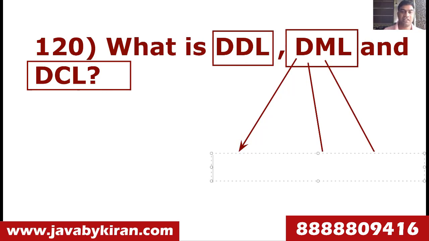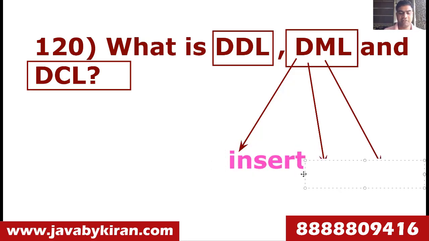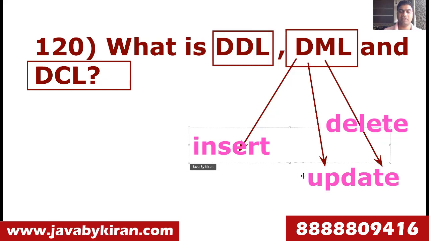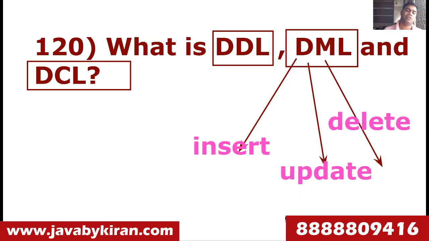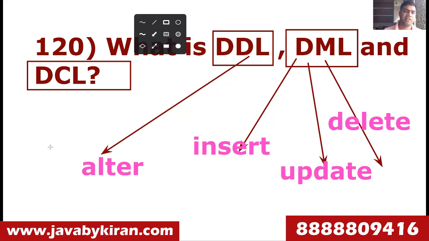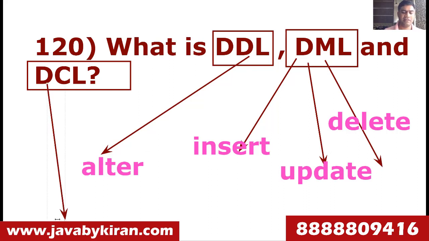DML means you should say there are insert, update, delete, like these queries we need to fire. That is DML. In DDL, what can we find? Alter, like that queries, create table. In DCL, only remember the queries, grant, revoke, like that. So these are the queries.